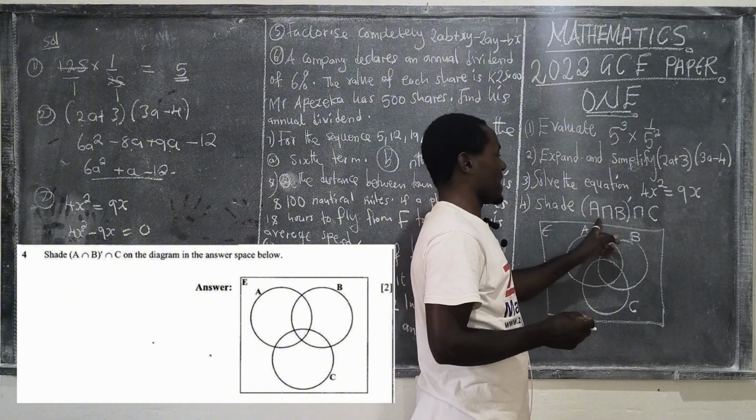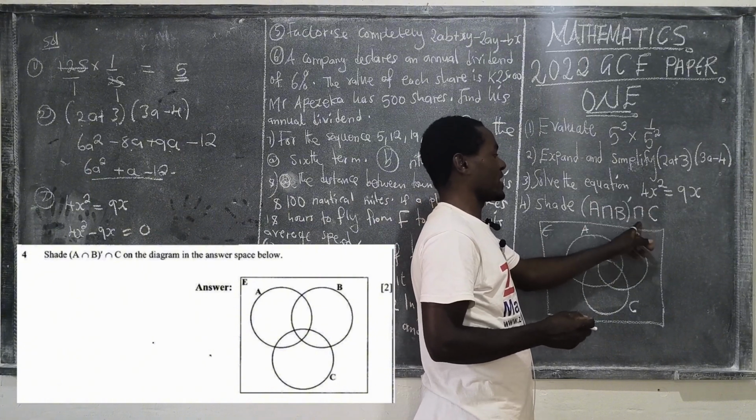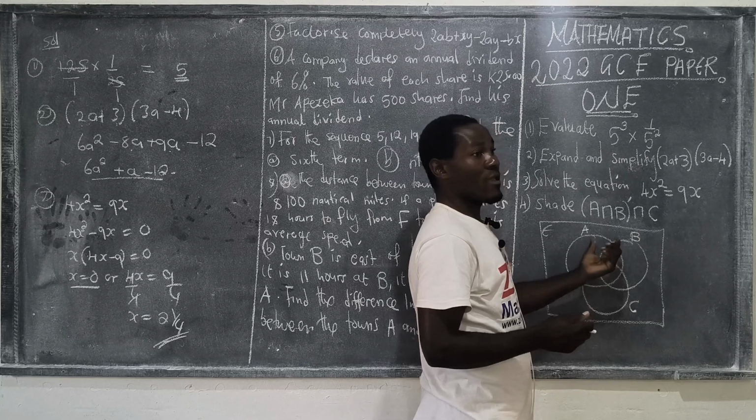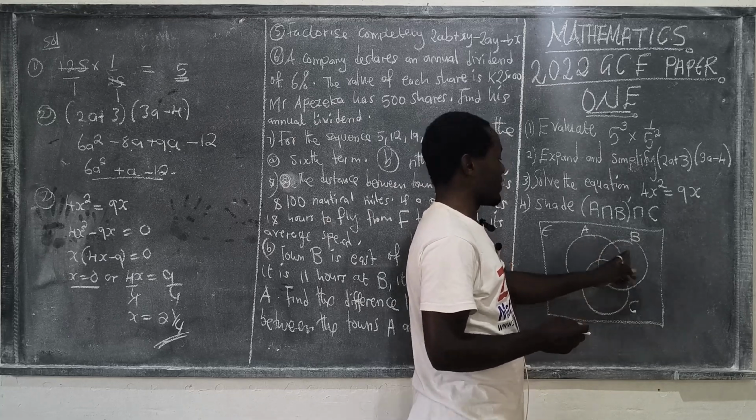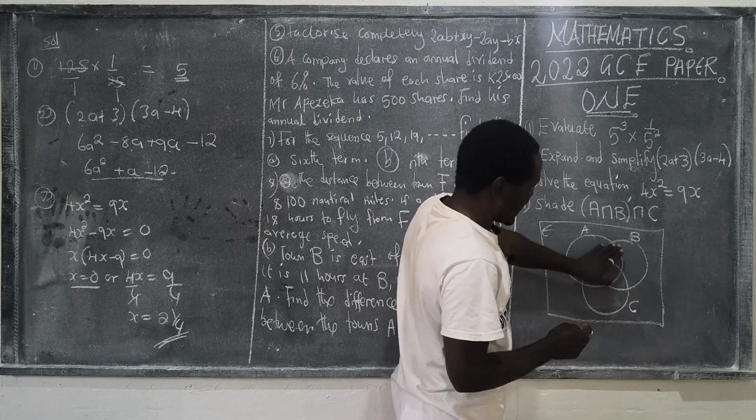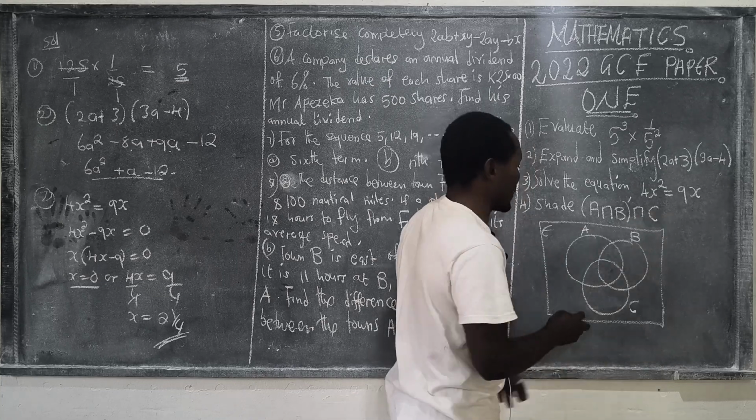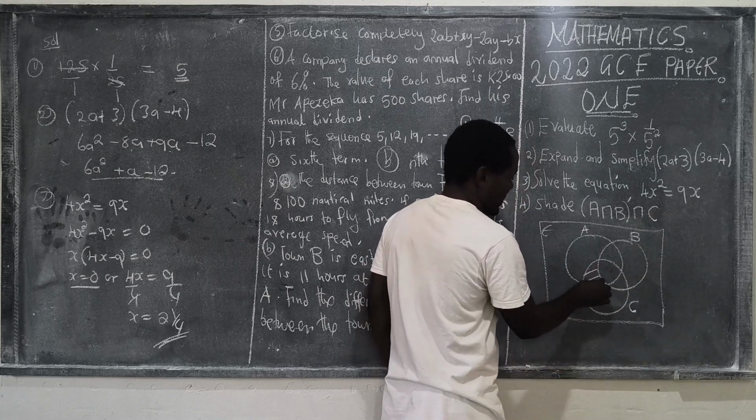Shade, open the bracket, A intersection B, close the bracket, complement intersection what? C. So here you are just complementing the intersection of A and B, which is this part here. Then you shade the ones you now find in what? In C. So you just shade like this.